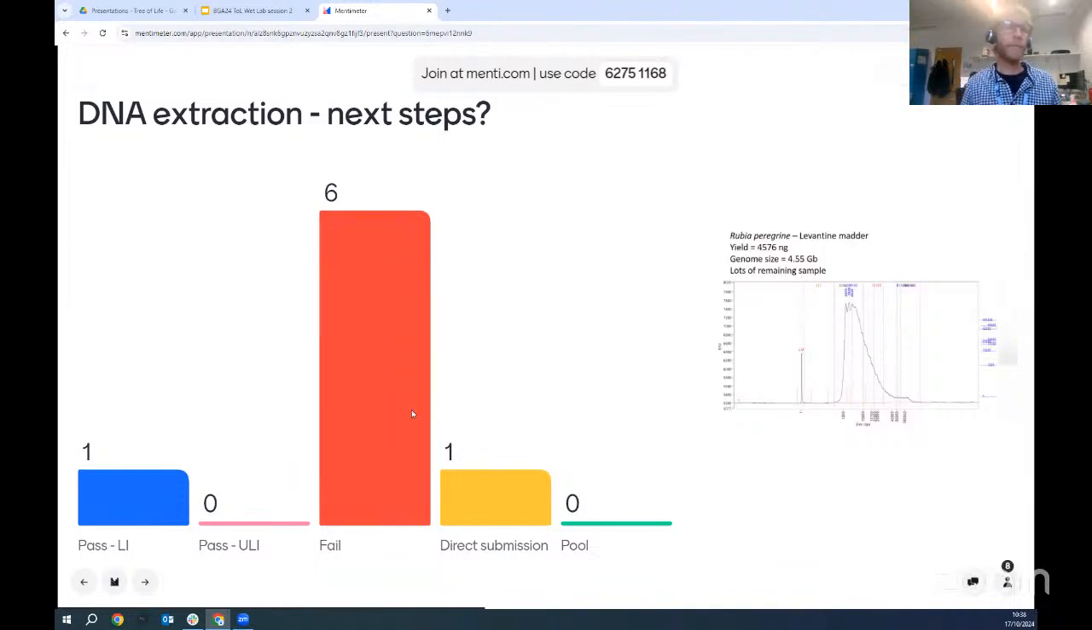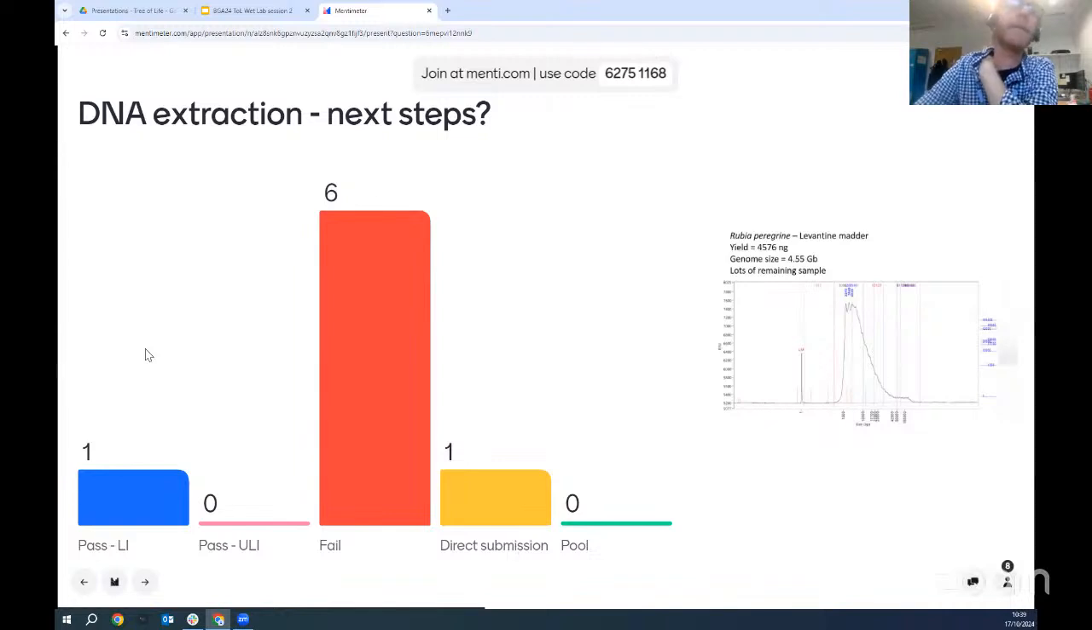Here we go. So we've got one for pass, 6 for fail, and 1 for direct submission. So again, for the direct submission, I think potentially also not necessarily feasible because of this high molecular weight towards the right. Here, I think you would spry off a lot of the small stuff, but we'd still be left with this high molecular weight DNA to the right. So yeah, potentially not something that we would advise.